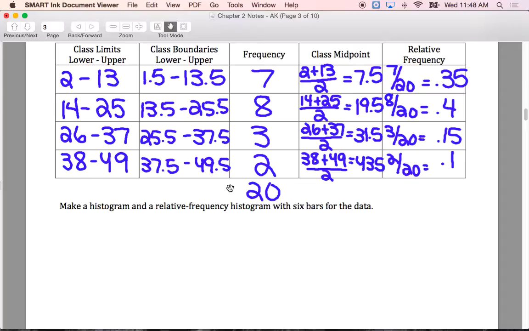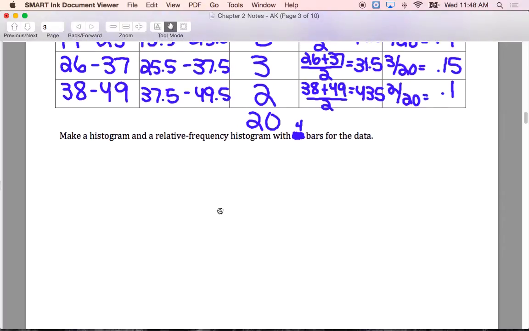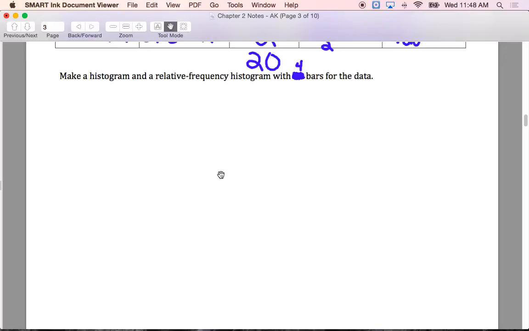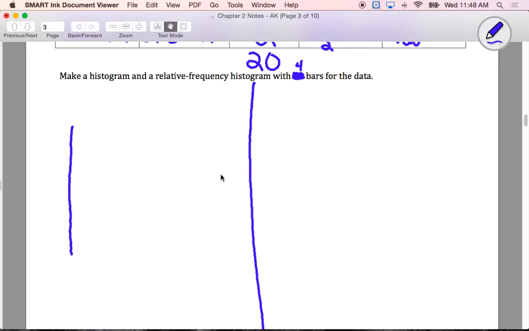So with our histograms, we are going to go through and we're going to look at our data and we're going to make our bars for each one of our datas. So since I had 4 rows there, we are going to have 4 bars, not 6 bars, sorry. We're going to have 4 bars for the table. Now, when you make your histogram and relative frequency, I'm going to split this here so I keep my boundaries. So we are going to be making a bar graph. I'm going to just call it my histogram.